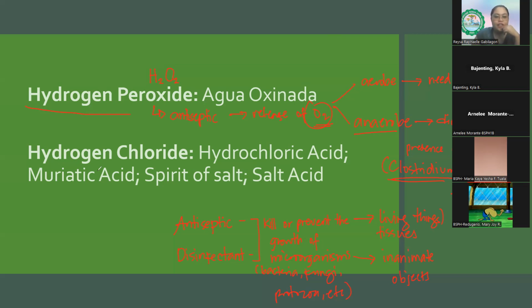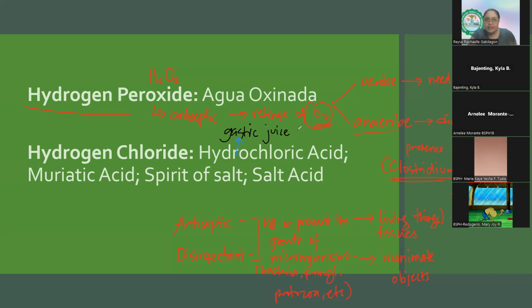The last one, last na ito, and then the next will be lithium. So, hydrogen chloride, or this is what we call hydrochloric acid. So, number one, hydrochloric acid is our gastric juice. Yan yung gastric acid natin.